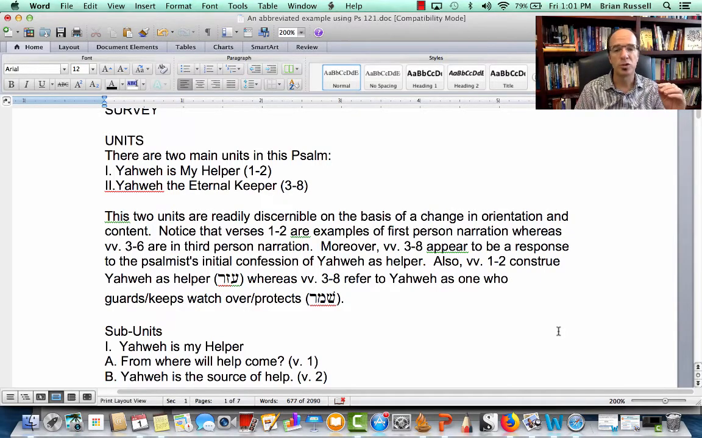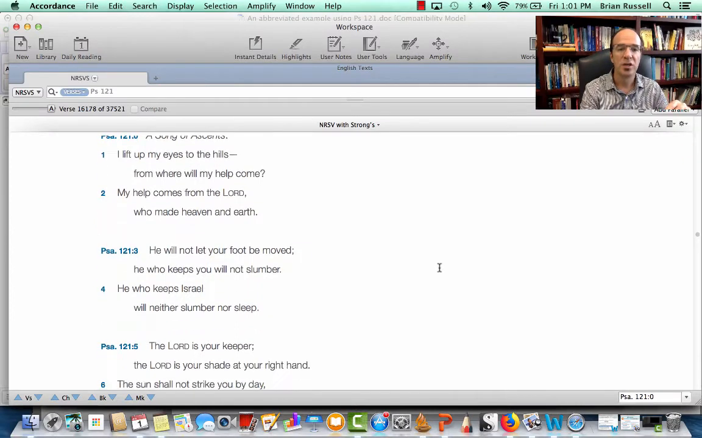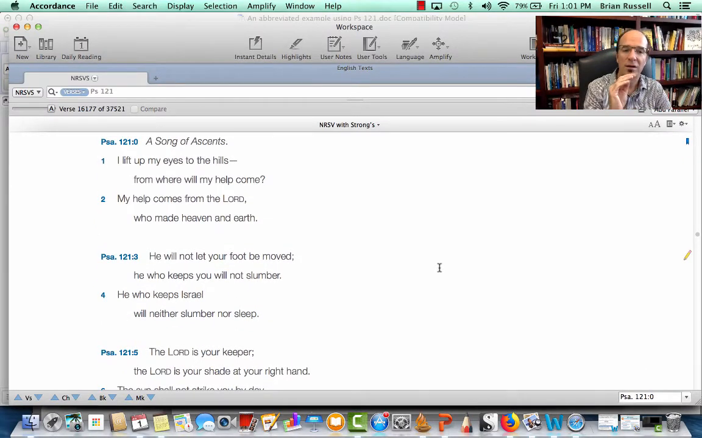But what I want you to observe, and let's go back and look at the text just for a minute, is notice the shift between verse 2 and then verses 3 to 8. In verses 1 and 2, it's, I lift my eyes up to the hills. Where will my help come from? My help comes from the Lord. Do you hear the first person speaking there?